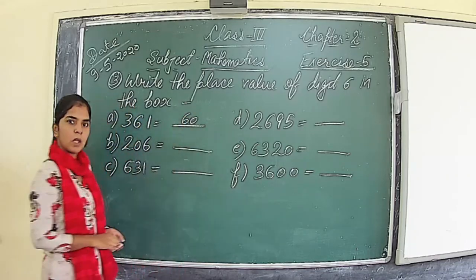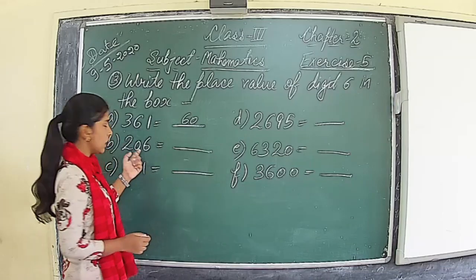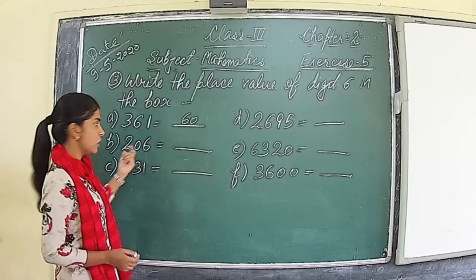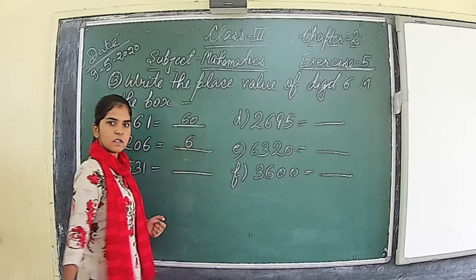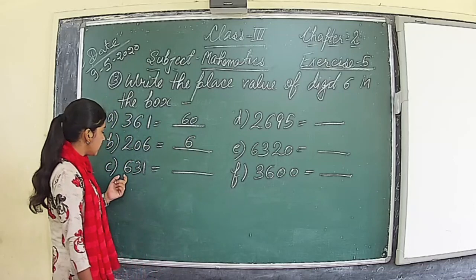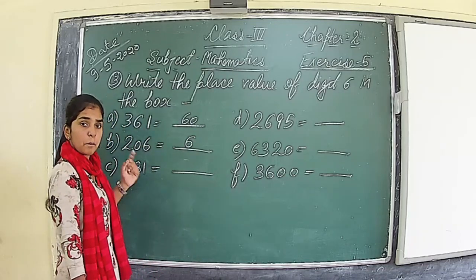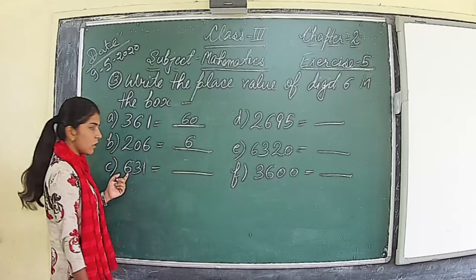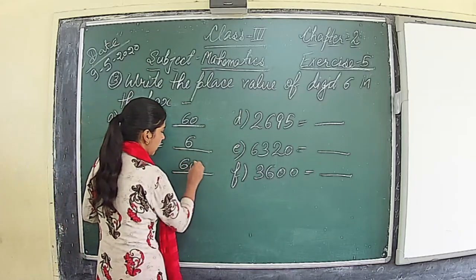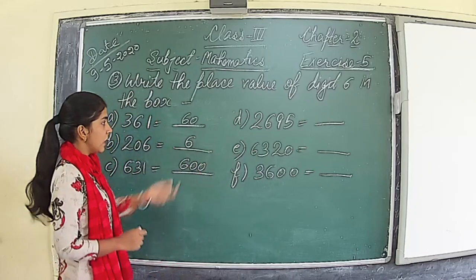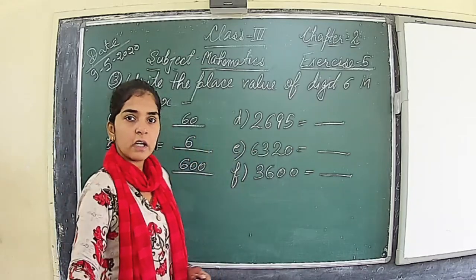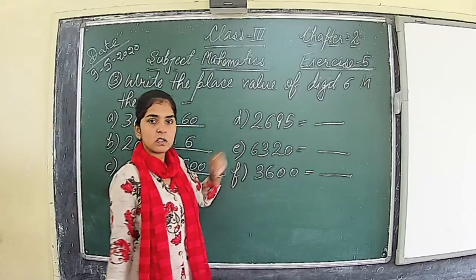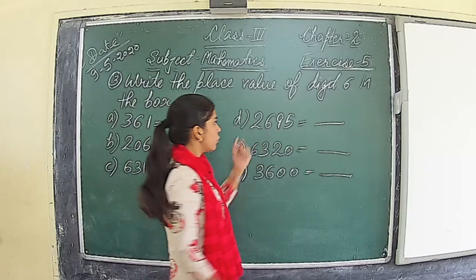Okay. Next number 206. Place of 6 is 1. So place value of 6 will be 6 itself. Next number is 631. Place of 6 is 100. So place value of 6 will be 600, right? Next one, 2695. So in this number, what is the place of 6? Place of 6 is 100, right? So its place value will be 600.